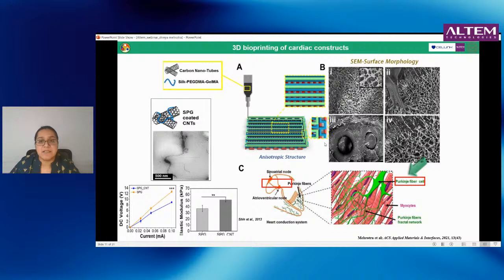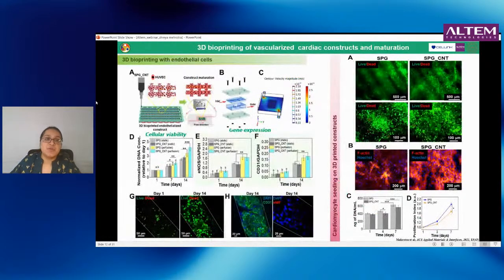We characterized, as I said, that the bioink consisted of carbon nanotubes. So we completely characterized this construct, and we could see that the carbon nanotubes which we included in the bioink acted similar to the Purkinje fiber cells, the conductive fibers in the native heart tissue. And the addition of these carbon nanotubes as a bioink component also enhanced the electrical as well as the mechanical properties of the construct, which could match the native heart tissue.